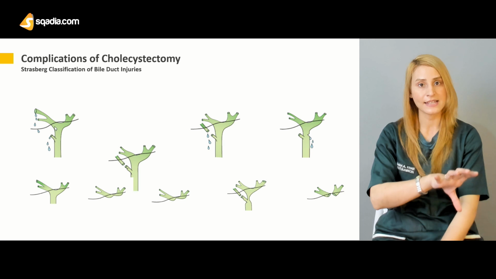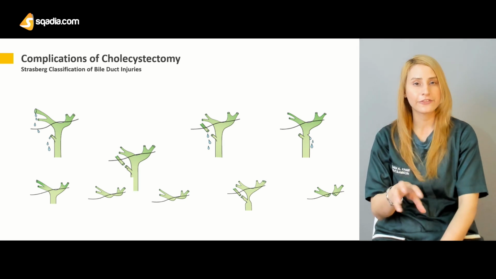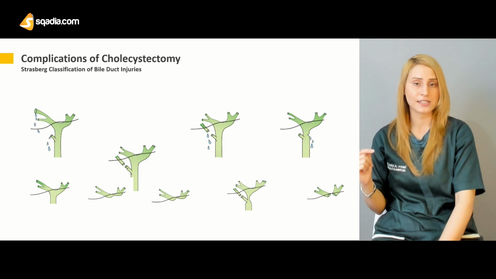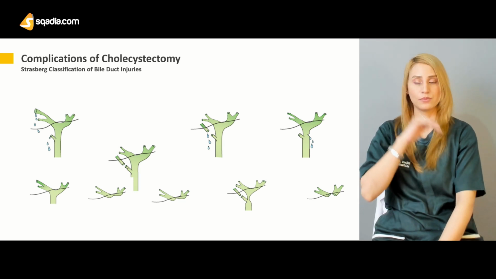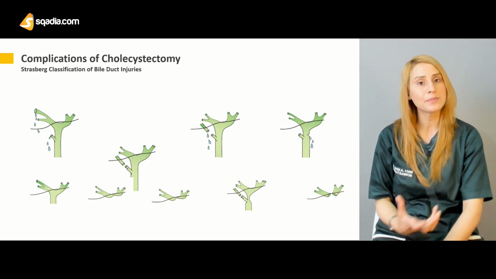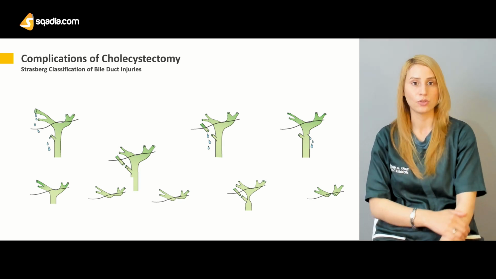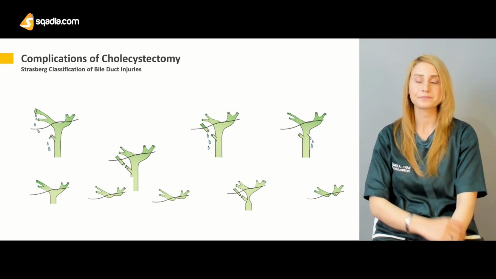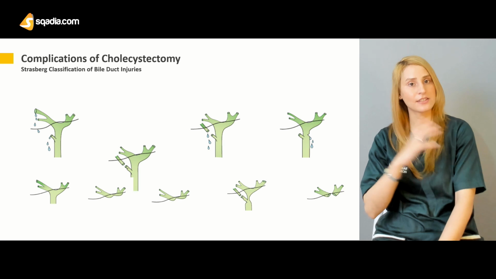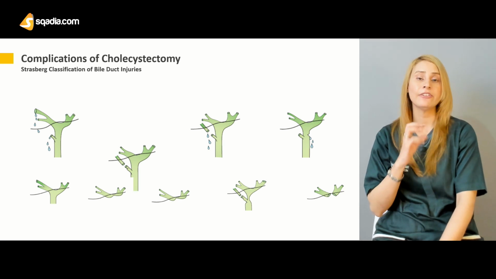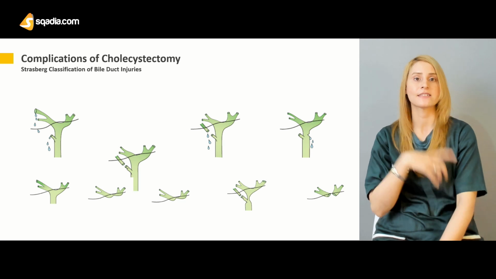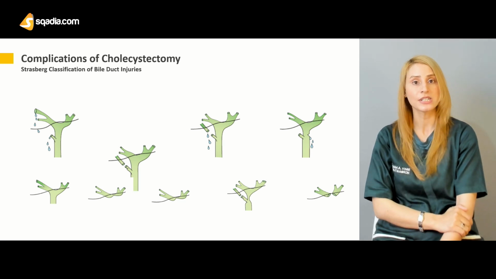In class A, there is some damage to the stump, and the cystic duct stump is causing a biliary leak. The treatment for this is ERCP, or you go for a sphincterotomy. In class B, there is the presence of an accessory duct, and there is obstruction of that accessory duct, and that obstruction can lead to jaundice.